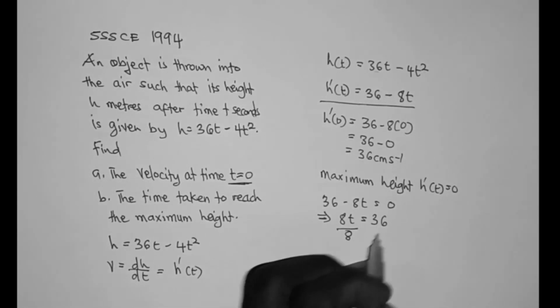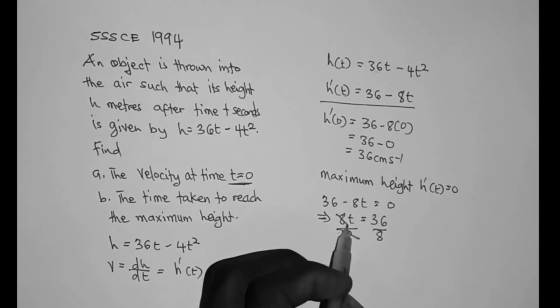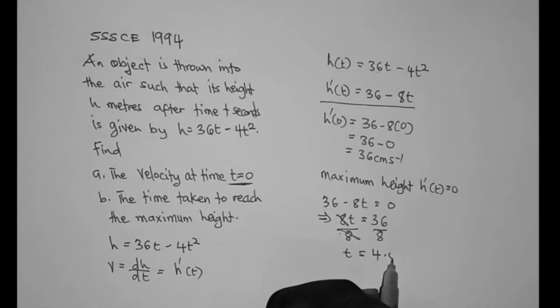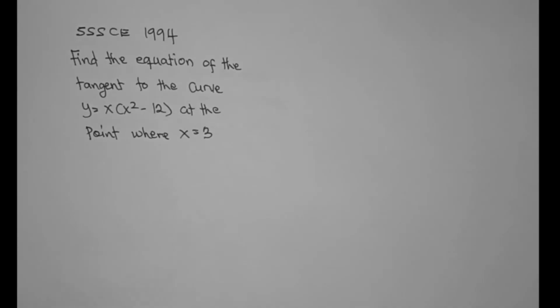So let's divide through by 8. What is the value of t? t is equal to 36 divided by 8, and 36 divided by 8 is 4.5 seconds.